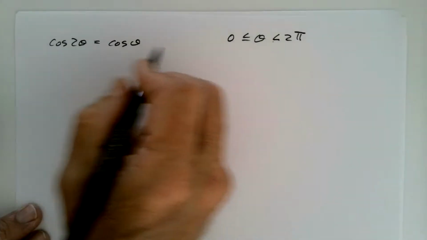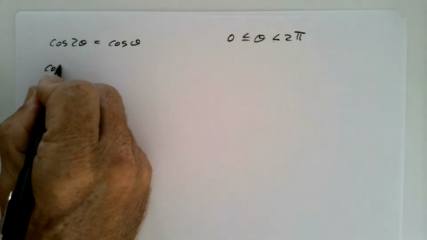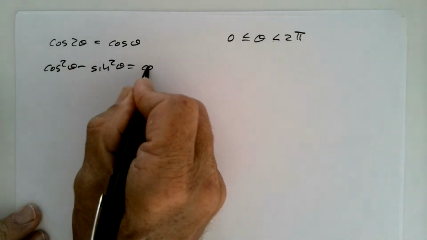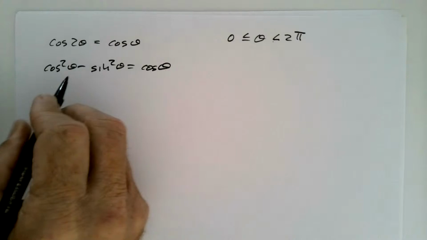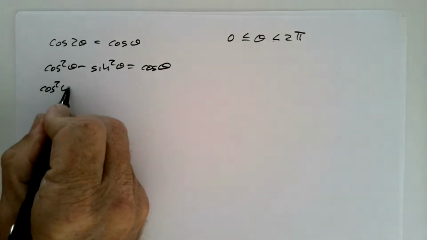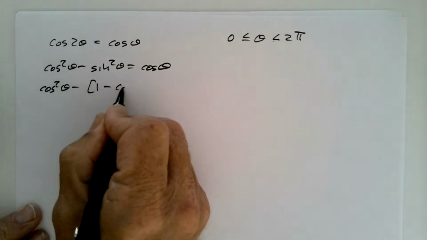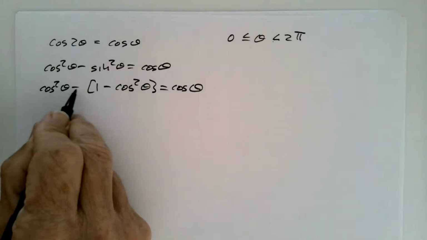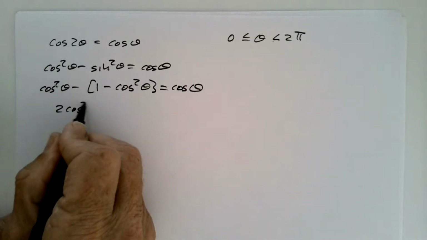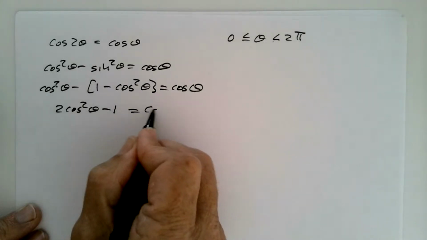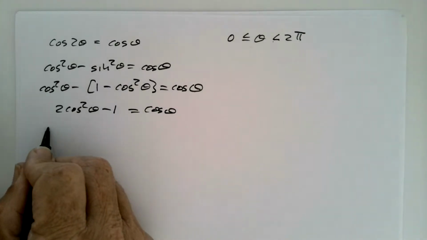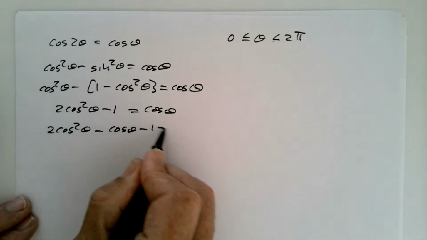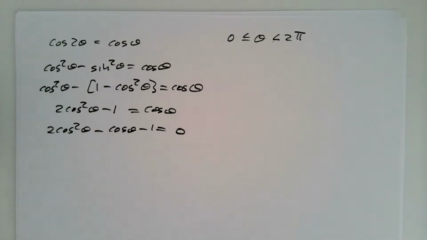So I'm going to go ahead and use one of my favorite identities. Cos 2 theta is cos squared theta minus sine squared theta. And then we'll rewrite sine squared as 1 minus cos squared theta. Cos squared minus negative cos squared, 2 cos squared theta minus 1 equals cos theta. So 2 cos squared theta minus cos theta minus 1 equals 0.